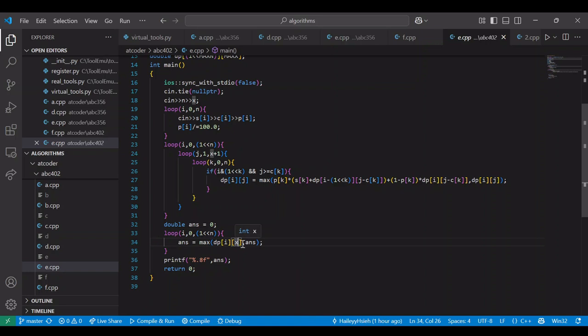And so this part we loop through all the possible combinations of questions that we get correct. And we find the maximum of dp[i][x] because x is the maximum amount of money that we have. And we print it to 8 decimal points or more because the problem requires a precision of 10 to the power of negative 6.